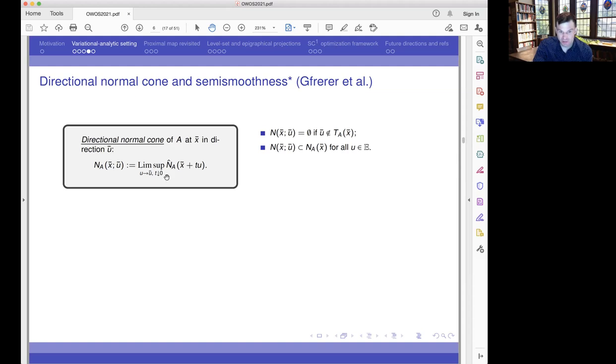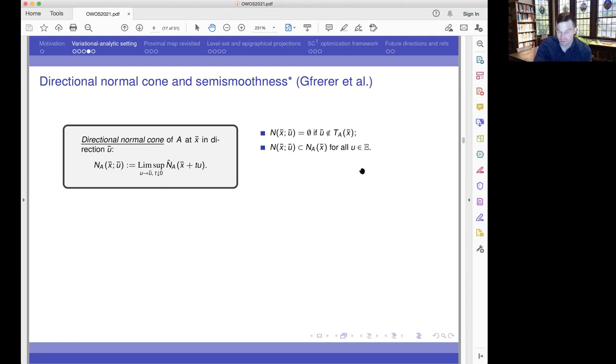This whole machinery is based on an object which is the directional normal cone, which is based on directional outer limits of Fréchet normals. So this is just the formal definition, and there are some easy facts about this operator. Of course, this will be empty valued if u bar is not in the tangent cone of A, because otherwise I cannot even find sequences u_k to u bar and t_k down to zero such that x bar plus t_k u_k will even be in A.